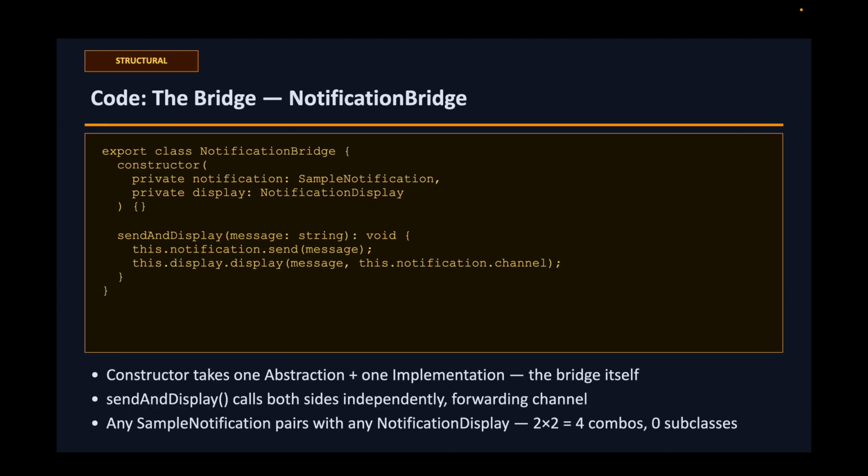Here we have the bridge itself. It's the notification bridge. This is the entire pattern in just 9 lines. We have a constructor that takes 1 sample notification and 1 notification display, and that's just the composition. That's the bridge connecting the 2 hierarchies, and the send and display method just calls both independently, forwarding channel from the notification to the display. Neither side needs to know about the other.